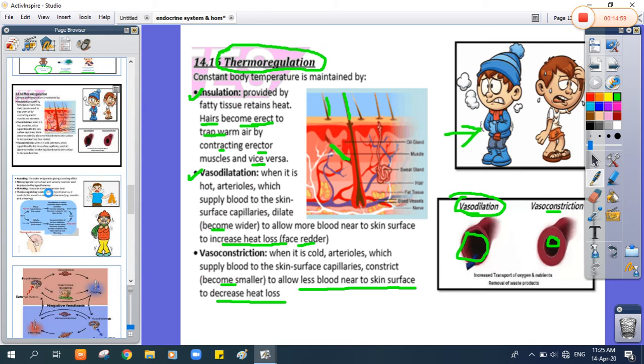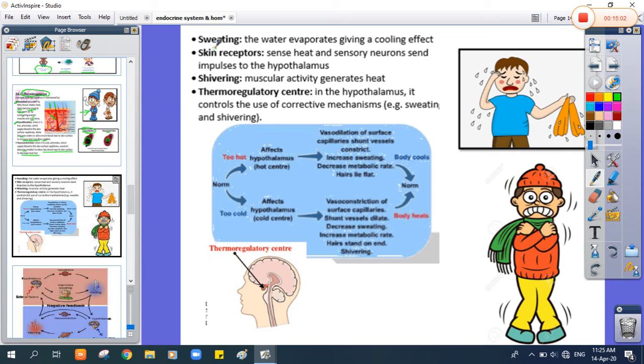Another property here is sweating, and of course this happens on hot days. Do you see this guy here? He is sweating. The water evaporates, giving a cooling effect. Another property, skin receptors. What do the skin receptors do? Sense heat, and sensory neurons send impulses to the hypothalamus. This is an important part.